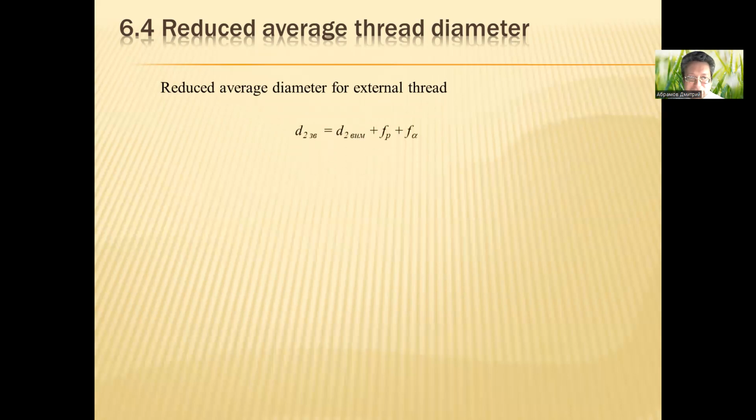And now 6.4, reduced average thread diameter. Reduced average diameter for external thread. We use the formula on your screen. For internal thread, we use another formula, except plus we use minus.